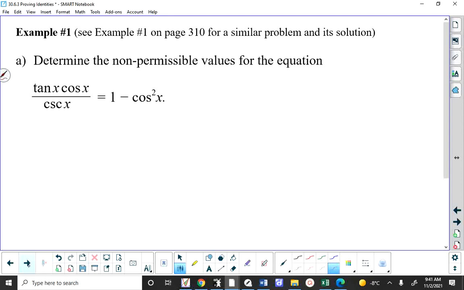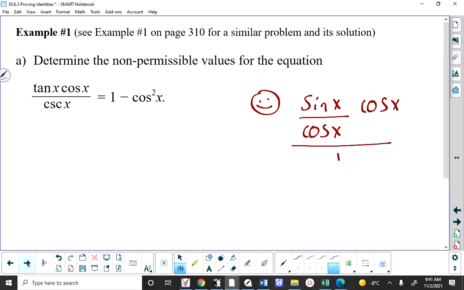So what are the non-permissible values? Well, what we want to do is rewrite this, and we're not proving anything yet. We want to rewrite things so that they have primary trigonometric ratios. And on the other side, it's 1 minus cos squared, and I'm not going to write that down.